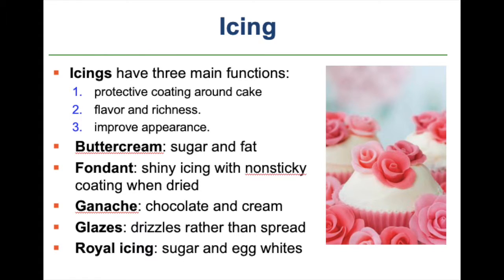Glazes are drizzled rather than spread. They're typically made of powdered sugar and some sort of liquid. Royal icing is sugar and egg whites. That's what we use to make the gingerbread houses.